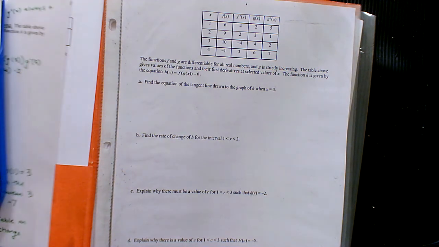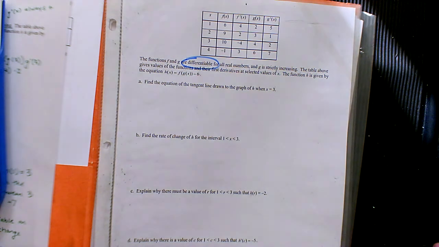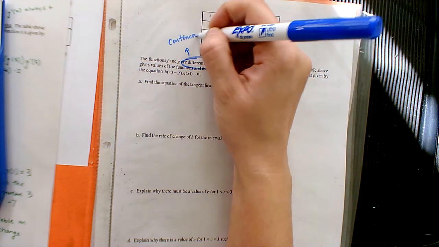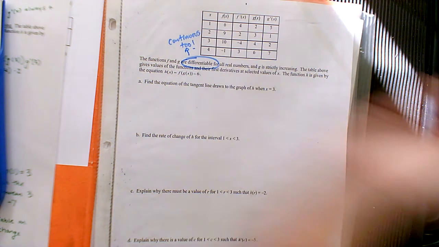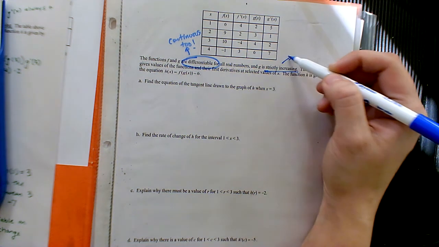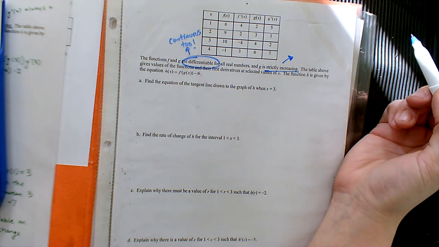It tells us that functions F and G are differentiable. So what else do we know? Yeah? They're also continuous. All right, continuous too. And G is strictly increasing, always going up. So if we know the original function's always going up, do we know something else?